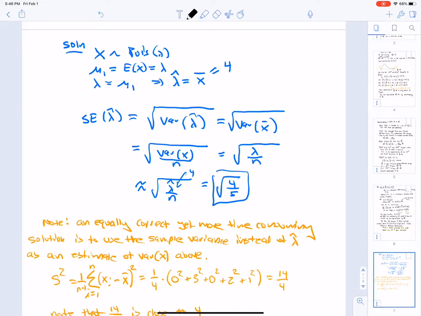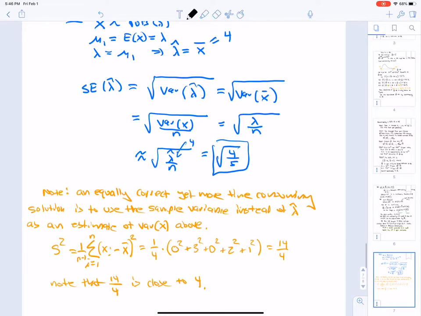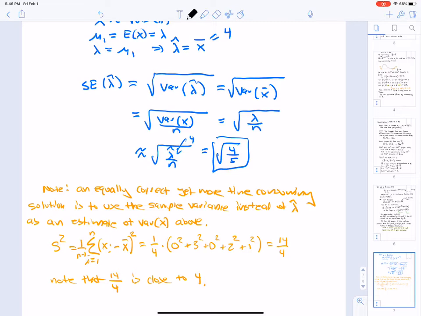And so lambda hat in this case is 4 with the data that we have. So an estimate for SE of theta hat is the square root of 4 over 5. It's exactly the square root of lambda over n, but the problem was that we didn't know what lambda is, so we approximated it. Just another word, instead of the variance of x, you could have used the sample variance. That would have given you another estimator, but it's a little bit more computationally intensive.